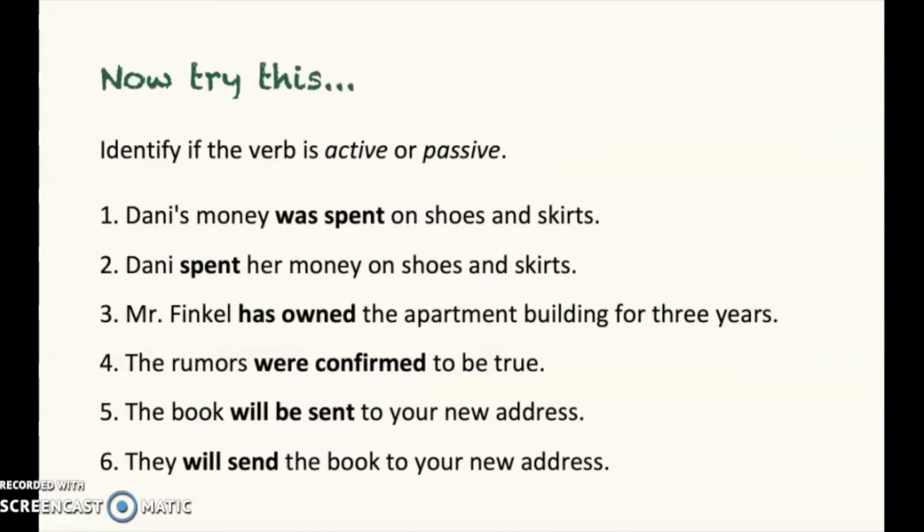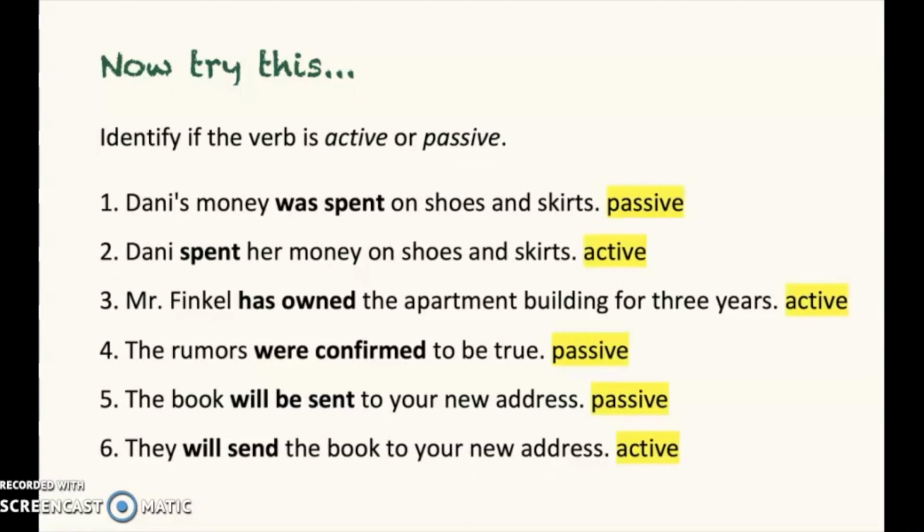Now try this and see if you understand the difference between active and passive verbs. Push pause on the video and read through these sentences and write down if the sentence is passive or active. Then come back and check your answers. And here are the answers.